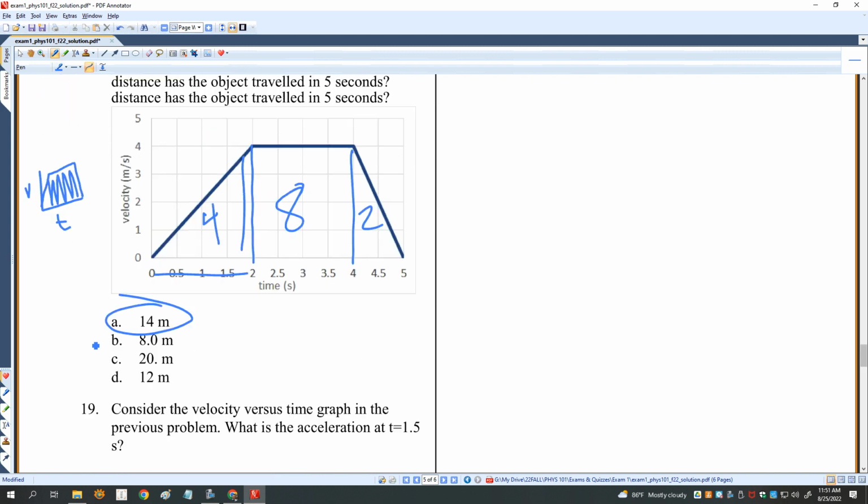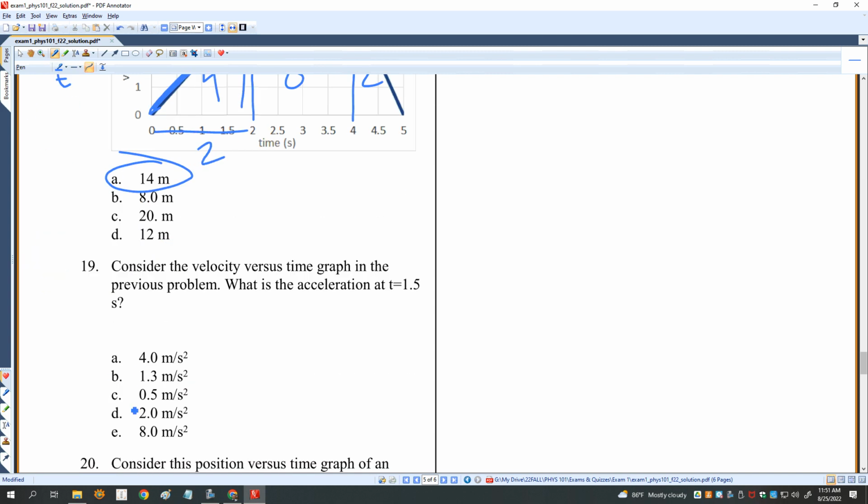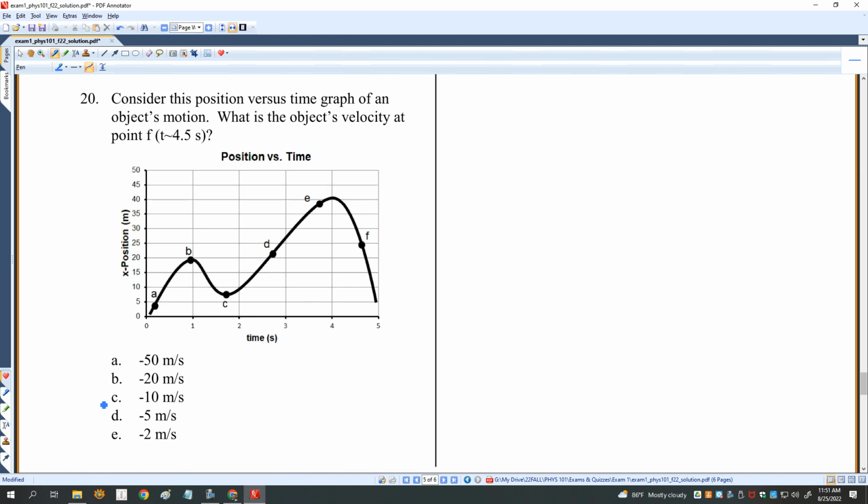What acceleration do I have at 1.5 seconds? That's right here. So I want to know this slope right here. That slope has a rise of 4 and a run of 2. 4 over 2 is 2 meters per second squared.